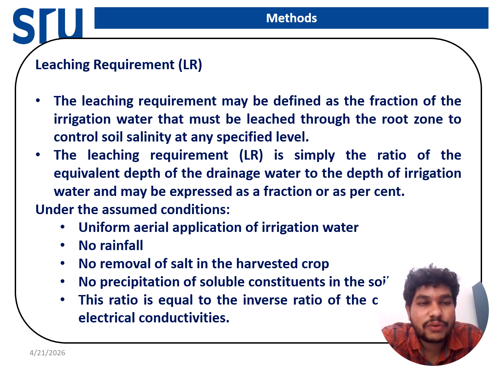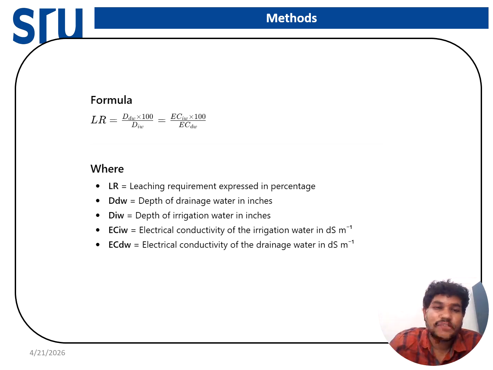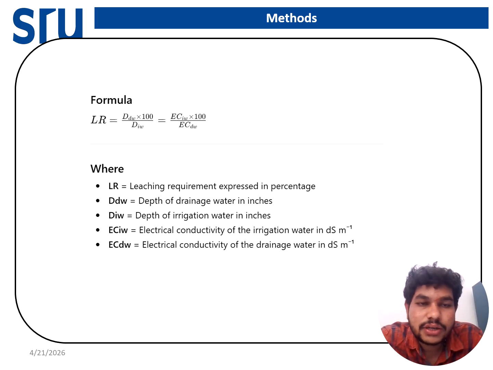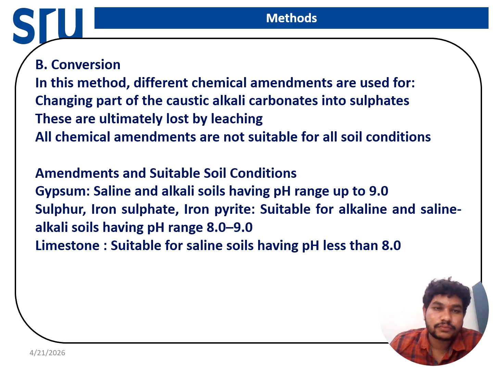When you are giving water and calculating the leaching requirement, meaning how much water we have to give to reduce the salt concentration, we should consider these things. Otherwise, we will calculate the wrong leaching requirement and the wrong amount of water required. This is the formula: depth of drainage water divided by depth of irrigation water into 100 is equal to EC of the irrigation water divided by EC of the drainage water into 100. So this is the formula we'll use.